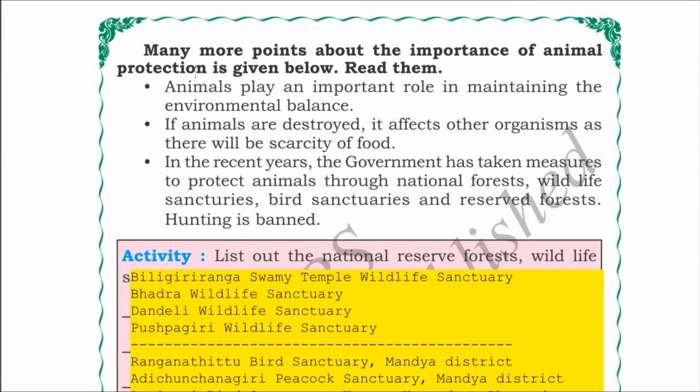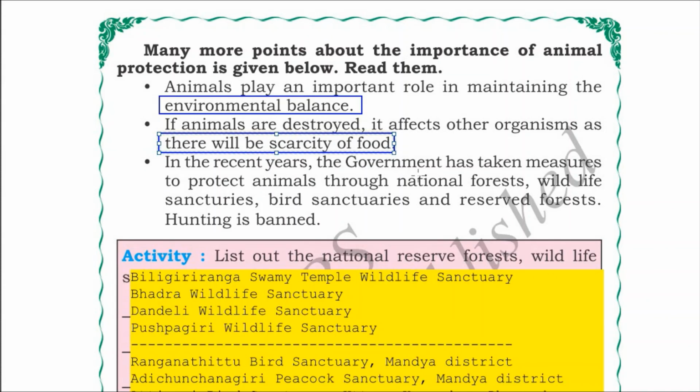Many more points about the importance of animal protection are given below. Read them. Animals play an important role in maintaining the environmental balance. If animals are destroyed, it affects other organisms as there will be scarcity of food. So imagine if instead of the lizards or the cat population dying out, a plant population had died out, then all the herbivorous animals that were dependent on that plant would face scarcity of food. So it's a very fragile balance in our ecosystem where each and every organism is very important.